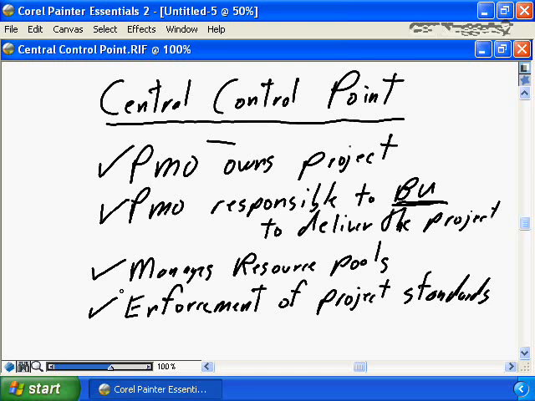This implementation of the PMO is focused on control, on responsibility, on ownership. This is probably the least common implementation of a PMO that I've seen in an organization.